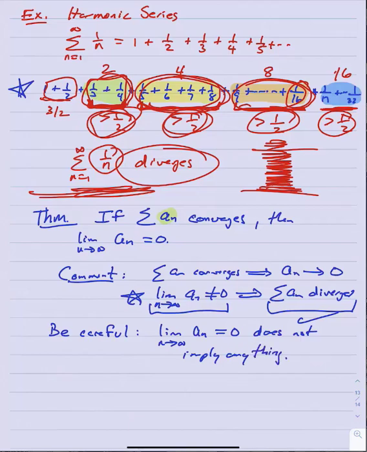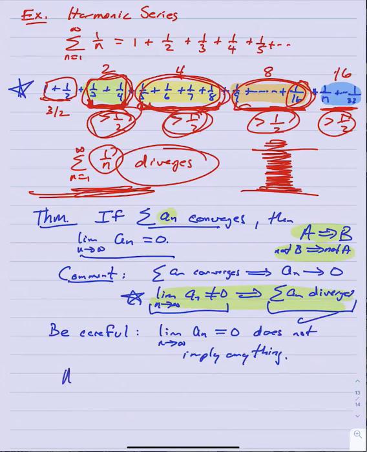Notice the theorem says if the series converges, then the limit of the general term is zero. This thing that I just wrote here, you should recognize that's just the contrapositive of that statement. This theorem comes in the form if A, then B. That is, if a series converges, then the general term has a limit of zero. We know the contrapositive, not B implies not A, is always true if A implies B. That is, logically, these two statements are equivalent.